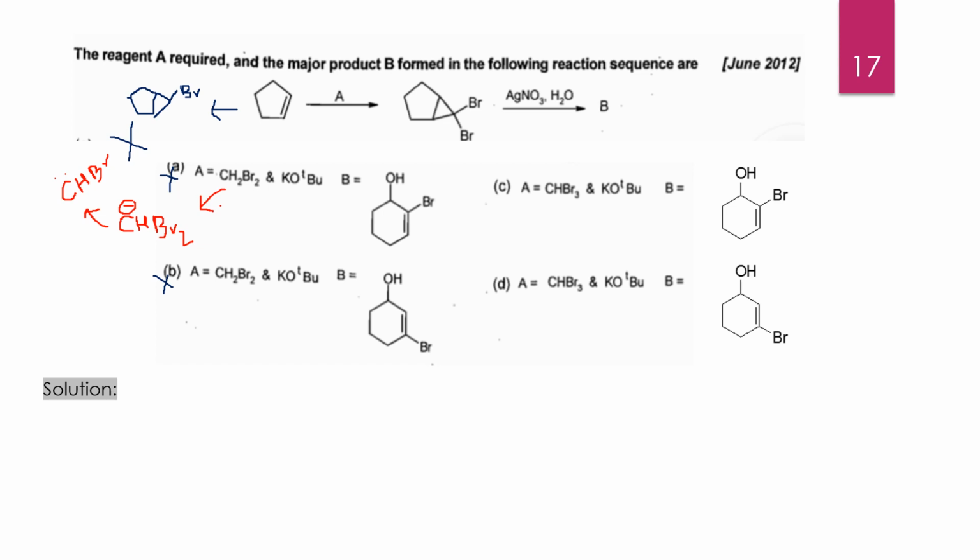This Ag will give Ag plus, and you may have learned that the silver atom has a high probability to react with bromine. If there is any halogen atom, and we are getting a silver ion or some silver cation, it will react with the halogen atom very fast. So what will happen? It will come here.